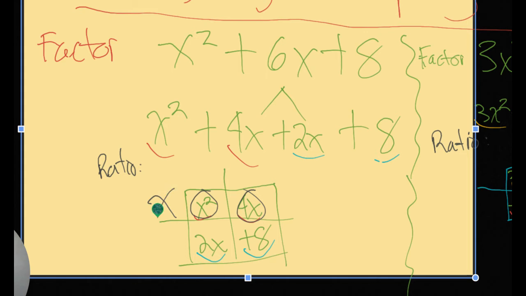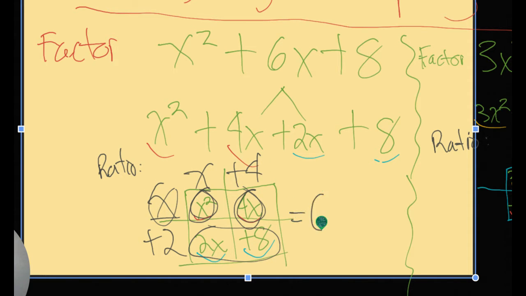Okay, so for this one here, again, I common factor x squared and 4x. X is the common factor. And then I common factor 2x and 8, and that would be plus 2. Then I divide. X squared divided by x is x, and 4x divided by x is plus 4. Giving us the factored form of x plus 2, x plus 4.